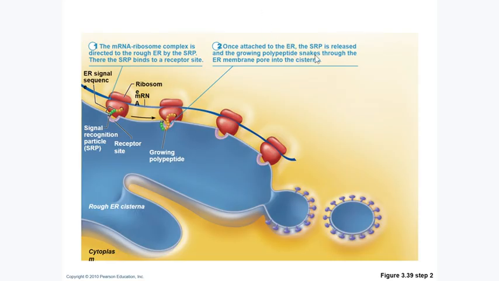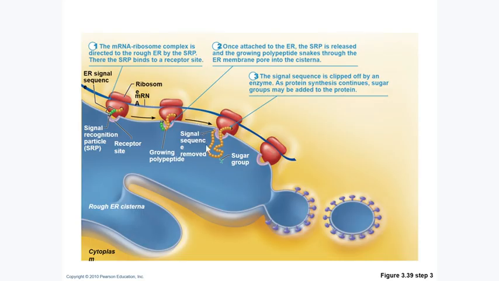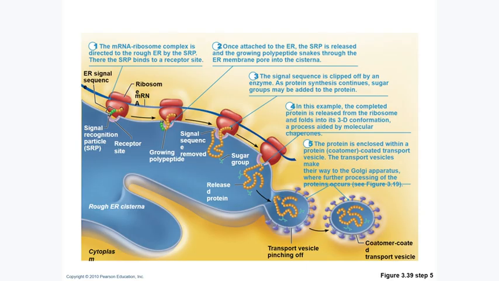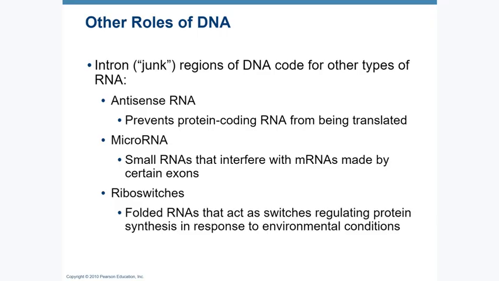Once attached to the ER, the SRP is released, and the growing polypeptide chain snakes through the rough ER membrane, pouring into the cisterna. The signal sequence is clipped off by an enzyme, and protein synthesis continues where sugar groups may be added to the protein, changing its structure, altering its function. Finally, it's released and moved over into the vesicle, where it's pinched off and transported to the Golgi apparatus.